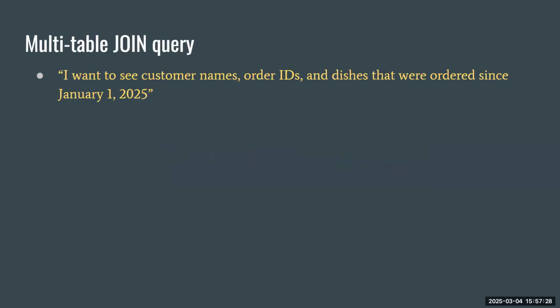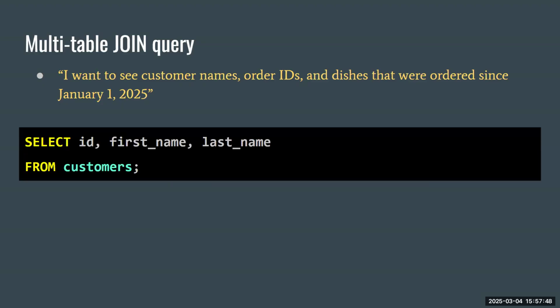And so the first thing I want to do, related to that question you brought up, is see customer names, order IDs, and the dishes that were ordered since January 1st, 2025. All right. So we're going to start simply with the leftmost side of this query. We're going to get data from the customers table and then build our relationships from there.